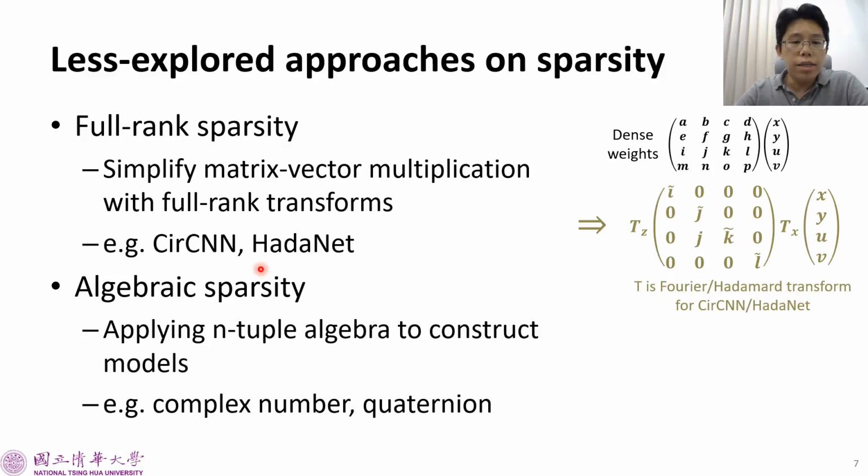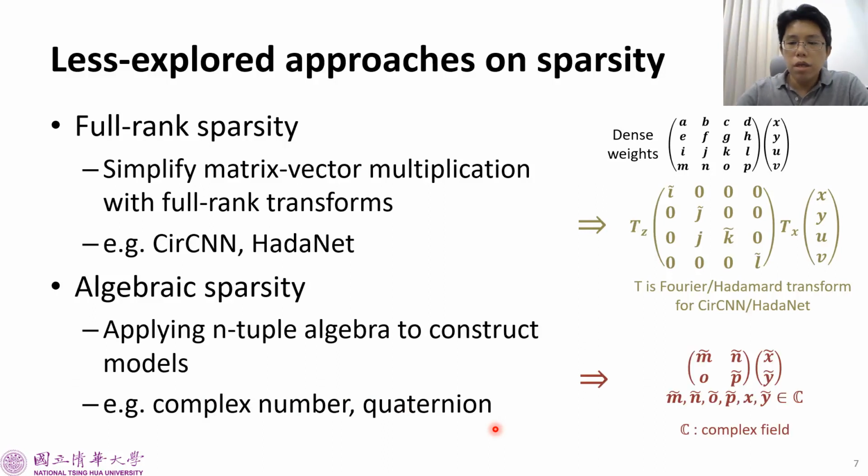The last one is algebraic sparsity. It applies n-tuple ring algebra to construct models, such as using complex number or quaternion. This is an example for this 4x4 real matrix. We can use this 2x2 complex matrix for approximation.